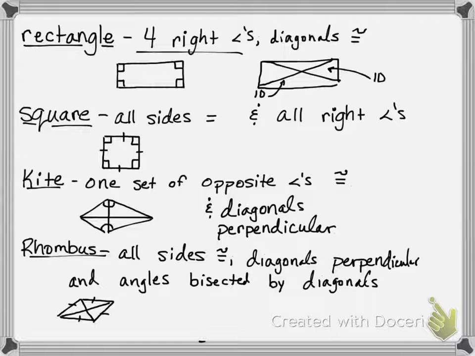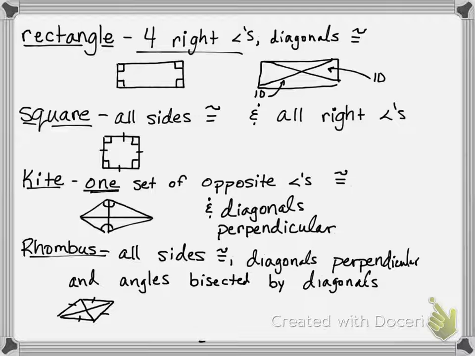Okay, in a square, we know that all sides are equal, or congruent, and that you have all 4 right angles as well. So a square is always a rectangle, but a rectangle is not always a square, because a rectangle doesn't necessarily have all its sides equal.